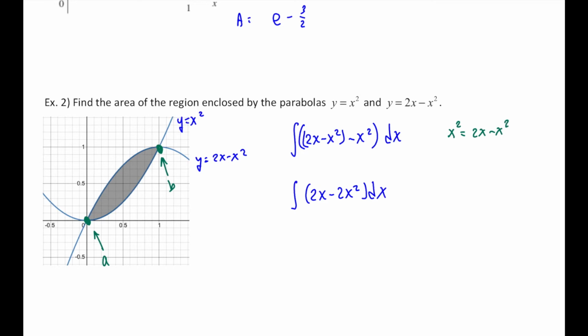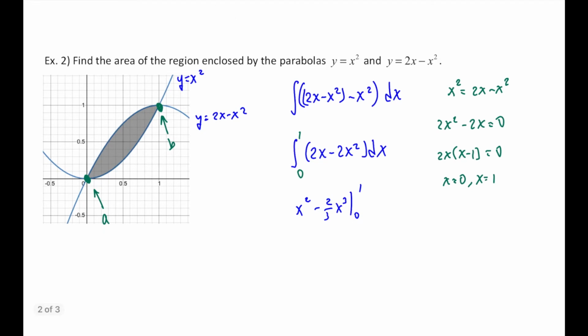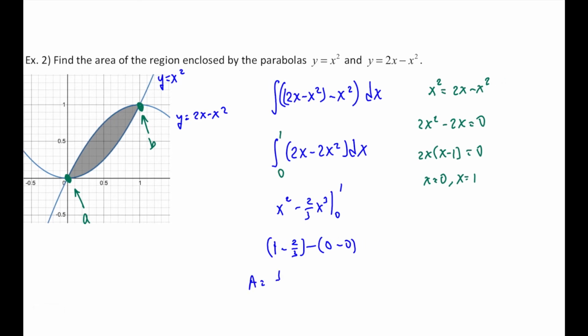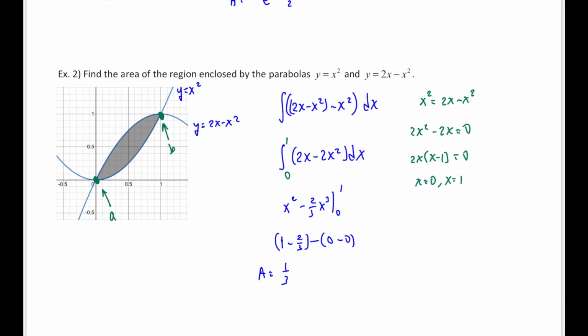I'm going to solve. So we've got 2x squared subtract 2x equals 0. It's 2x times x subtract 1 equals 0. And so we've got x equals 0, x equals 1. So our lower bound is 0, our upper bound is 1. Now we can proceed with our integration. We get x squared minus 2/3 x cubed. Evaluate that from 0 to 1. If we plug in 1, we're going to have 1 subtract 2/3, minus, if we substitute in 0, we're going to have 0 minus 0. And so we've got an area of 1/3. Top curve subtracting the bottom curve.